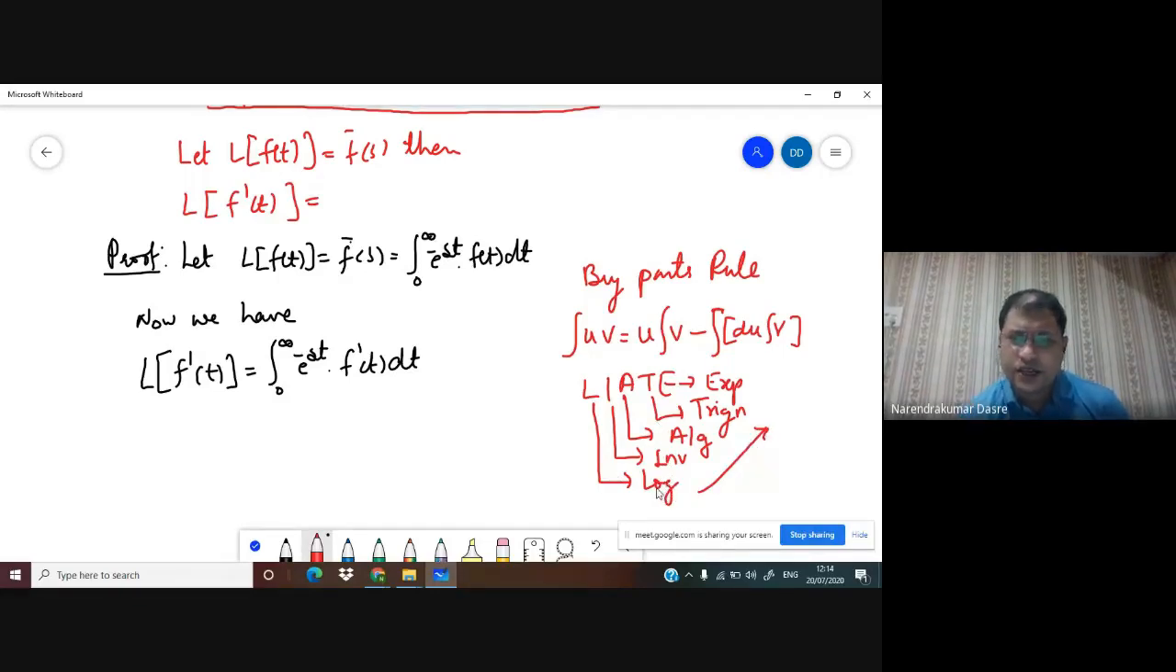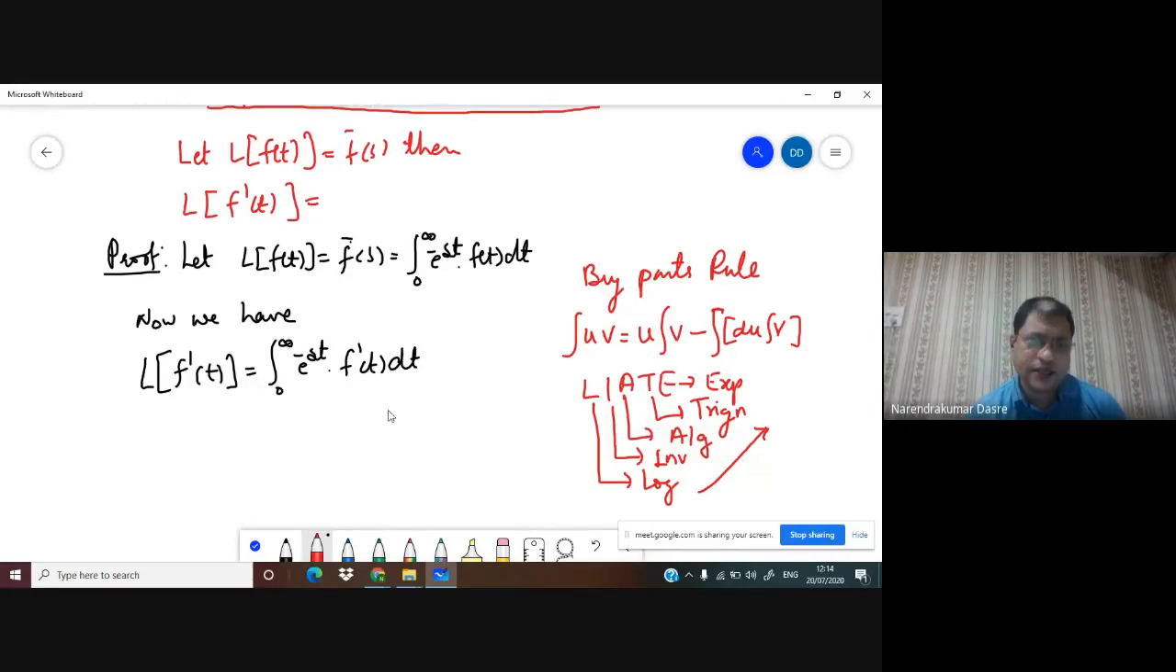So first priority is to the logarithmic function, then the inverse trigonometric function, then the algebraic or polynomial function, then the trigonometric function, and then at the end the exponential function. But the main aim of this hierarchy is to terminate the process of integration. Why have we decided this order? To terminate the process of integration. And anything which helps us to terminate the process of integration, that we have to adopt.